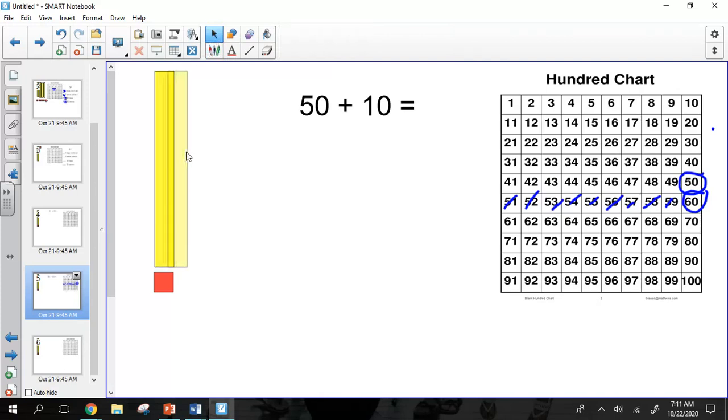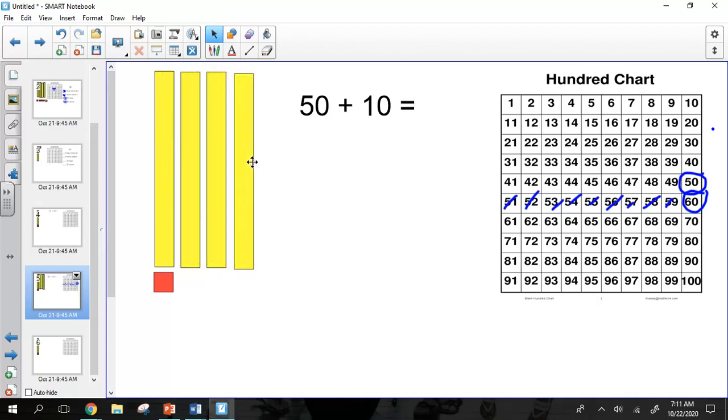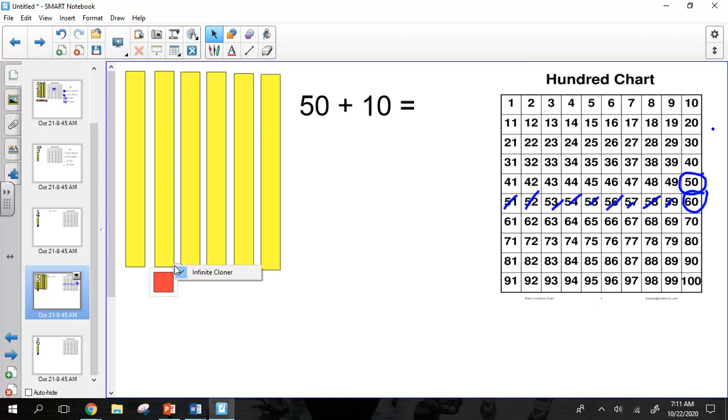Well, let's create 50. So there's 10, 20, 30, 40, 50, and I want to add another 10 to it. So I'm going to bring another 10 in right there. And we don't need this one. So I'm just going to take this one away for this problem because we don't need that one right now. So it's gone. We don't need to see our ones. All right, so here I had my 50, 10, 20, 30, 40, 50, and I added 10 more is 60. The same answer I got on that 100 chart.